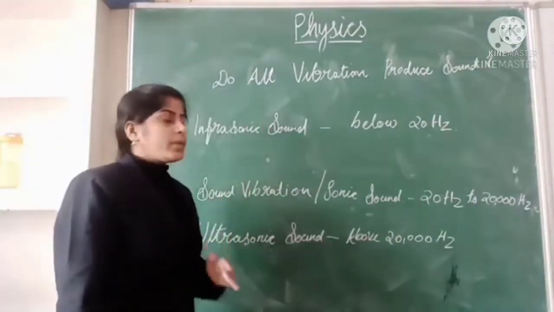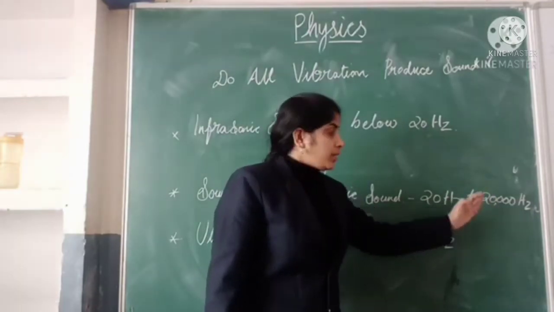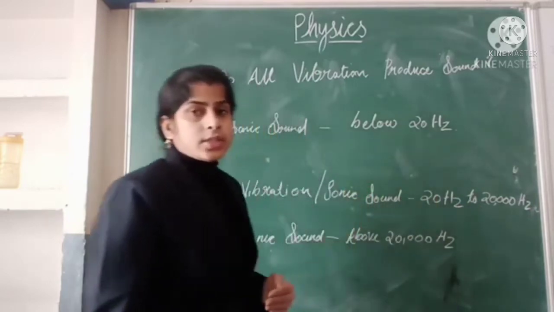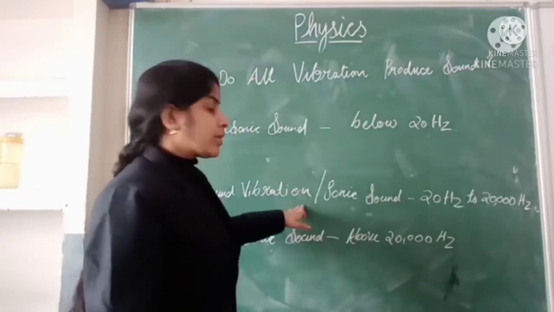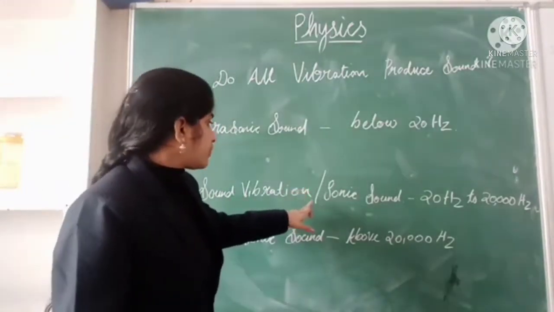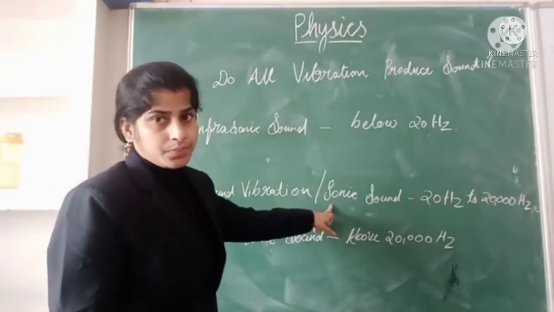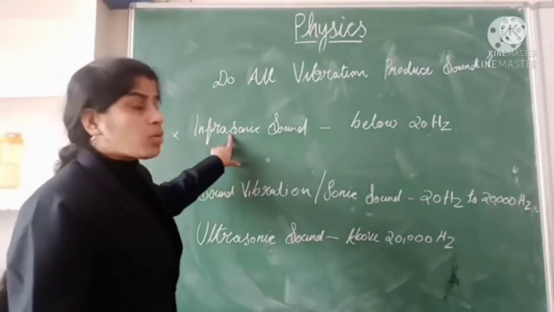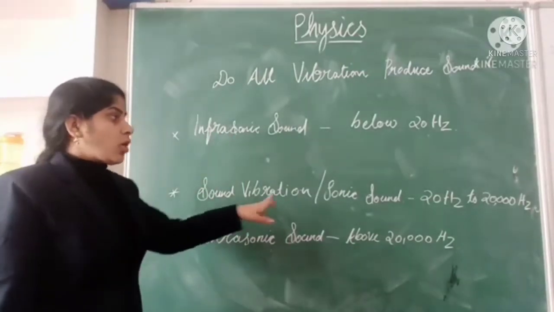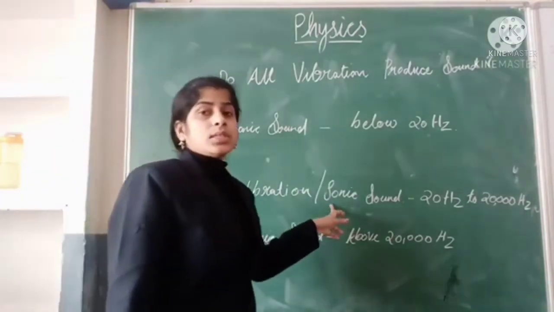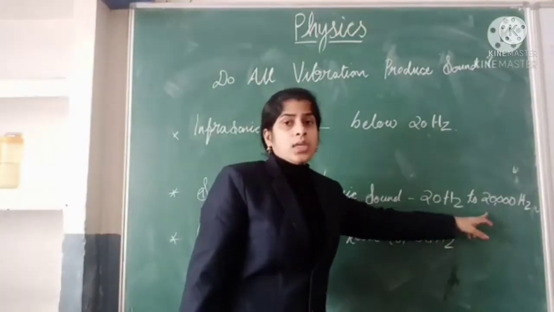If the frequency of vibration is between 20 hertz and 20,000 hertz, then these vibrations we are able to hear. So this type of vibration is called what? Sound vibration or sonic sound. And infrasonic sound is also called subsonic sound. So the sonic sound is audible to humans. It is between 20 hertz and 20,000 hertz.